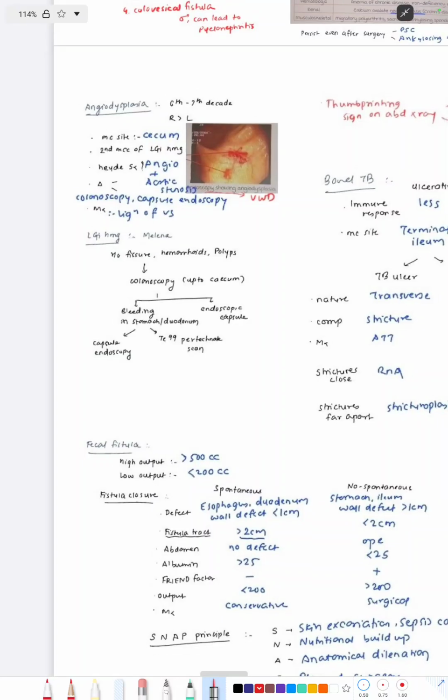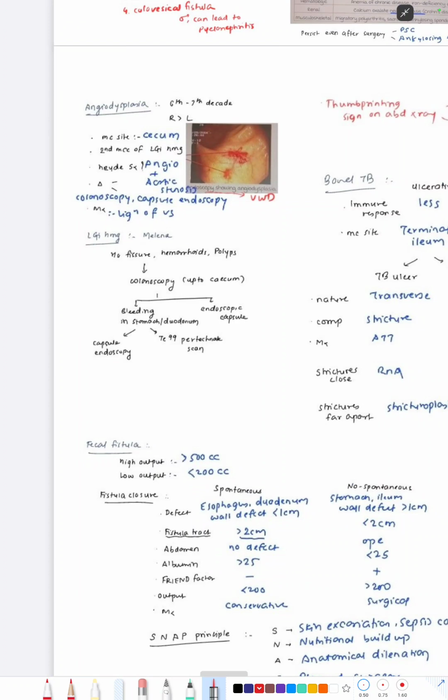Then the next pathology is angiodysplasia. Angiodysplasia is the second most common cause of lower GI bleeding. It is found in the 6th to 7th decade. More common on the right side as compared to the left side. Then there is a syndrome that is associated, called Heyde's syndrome. In Heyde's syndrome, there is angiodysplasia along with aortic stenosis and von Willebrand disease. Most common site is going to be the cecum. Diagnosis, colonoscopy or capsule endoscopy. Management is ligation of the vessels.